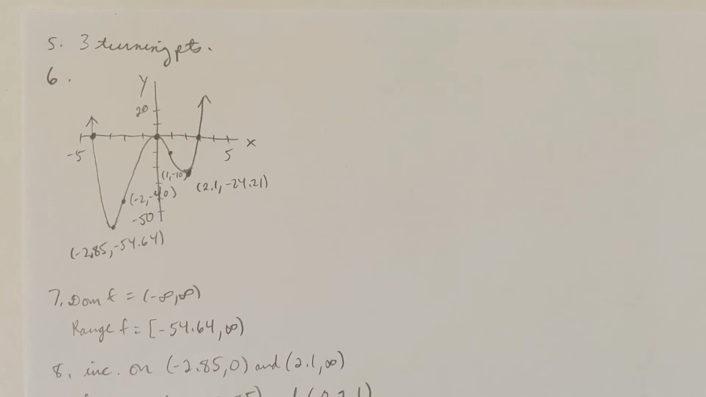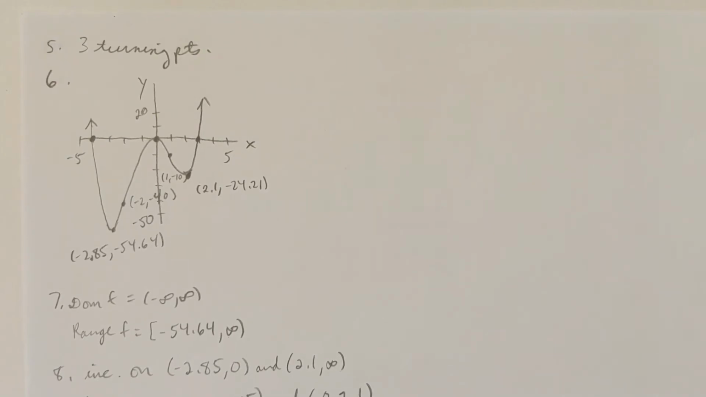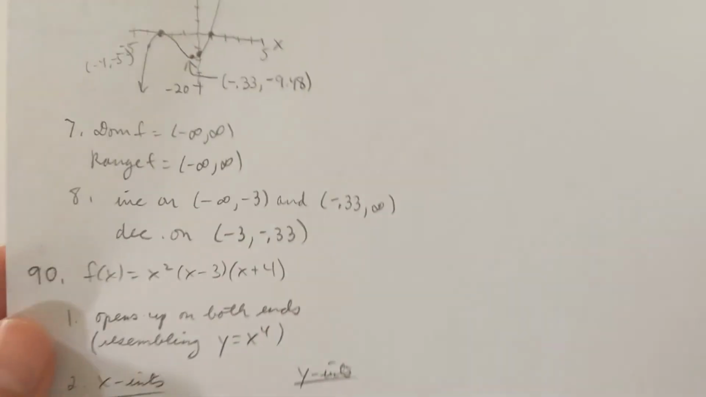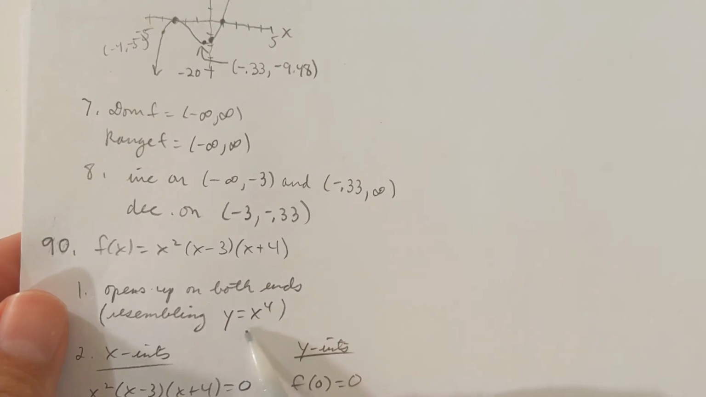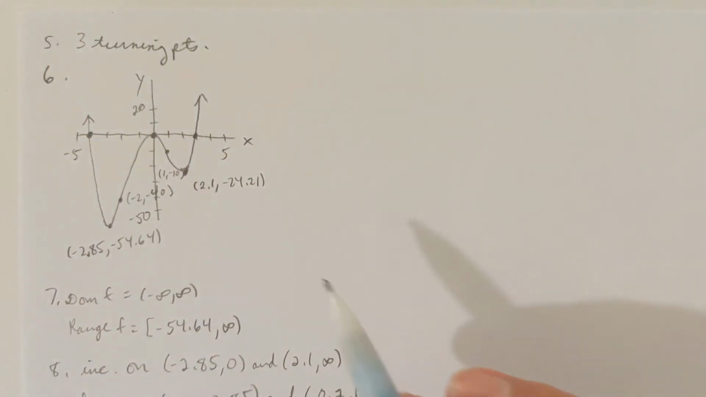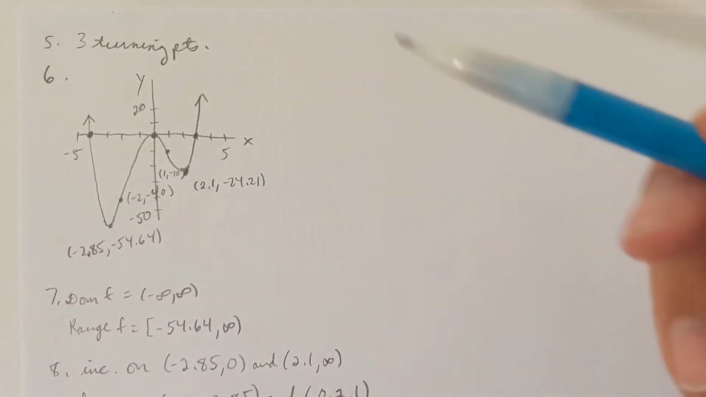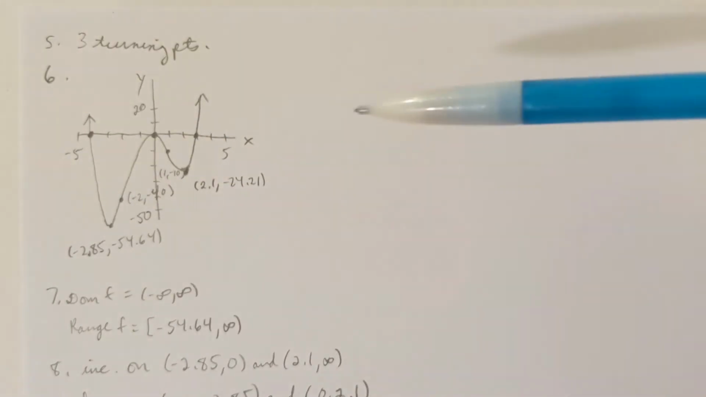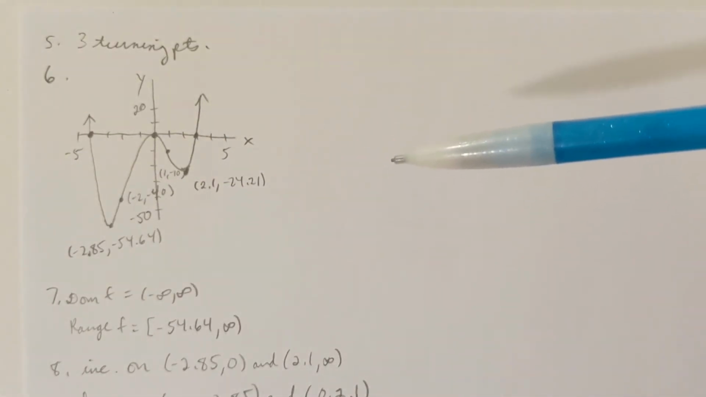We'll skip step 4 for now, and step 5 is to approximate the turning points of the graph. I've got a degree 4 polynomial, with this being x squared times x squared, resembles x to the 4th, and knowing that it has a 1 in front of x to the 4th means I'm going to open up on both ends, and there's going to be 3 turns at most. There's always going to be n minus 1 turns.